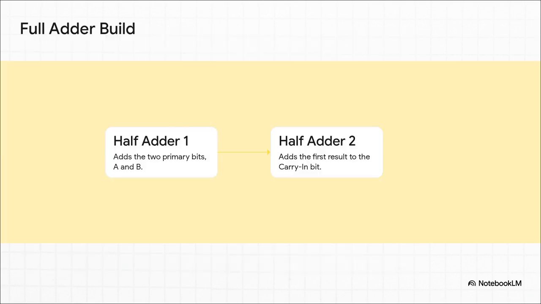But here is the truly brilliant part. To build a full adder that can handle 3 inputs, you don't start from scratch. You just take 2 of our simple half adders and stick them together. The first half adder adds A and B. Then you take the sum from that calculation and feed it into a second half adder along with the carry-in bit. It's this beautiful, ingenious way of solving a harder problem just by combining 2 simple tools.